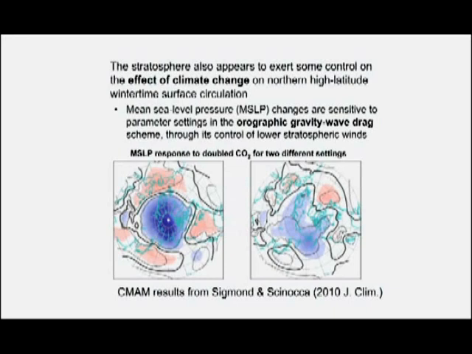They have different settings of a parameter in the mountain wave or the orographic gravity wave drag scheme, both of which are plausible. They're within a plausible range. And you can see that the answer changes completely depending on this orographic gravity wave drag. And they tracked this down, and it turns out to be through the control of the lower stratospheric winds, which control the weather systems. So there's a lot of sensitivity. So gravity wave drag comes in. This is an example of the sort of structural uncertainty because of the systematic errors in models.